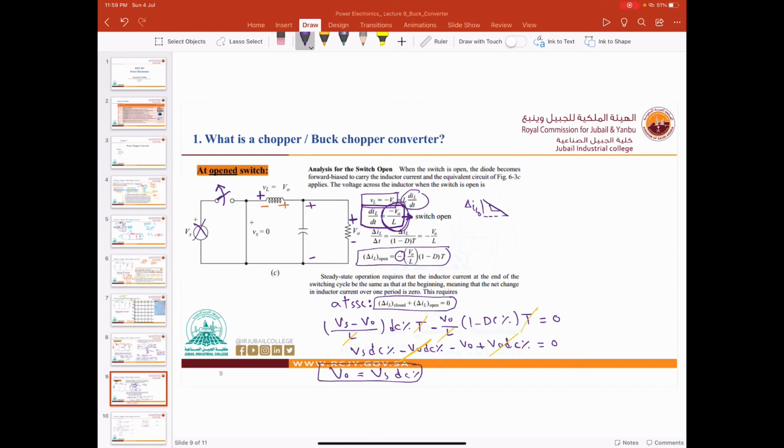Now we can conclude that in the chopper buck, we can conclude that this is the formula: V out is equal to V in or V source multiply duty cycle percent. So if we have input voltage 100 and the duty cycle is 0.5, so 50%, the V out will be 50 volts. That's why the voltage is dropped, guys, okay.